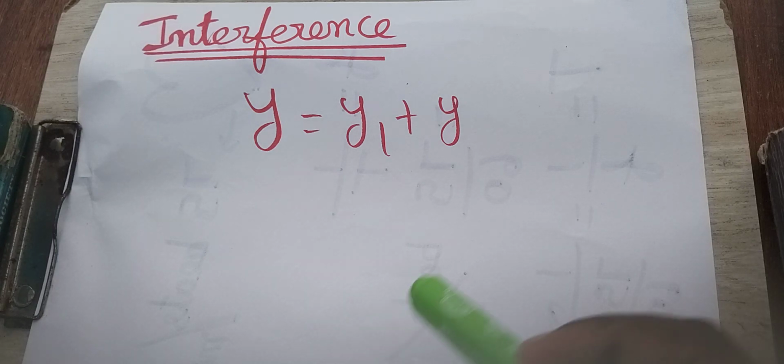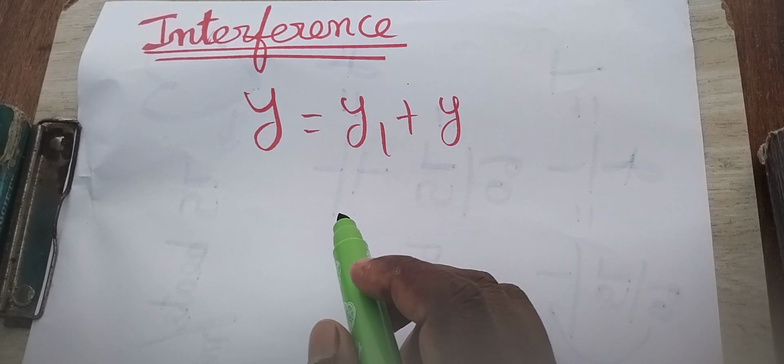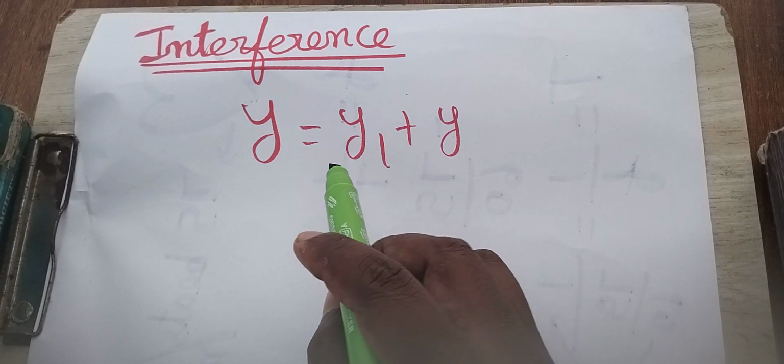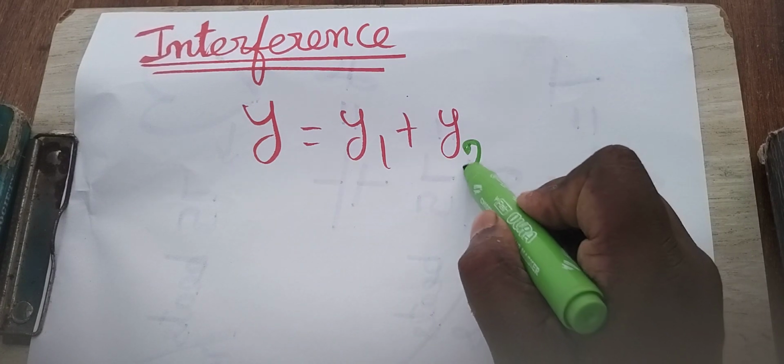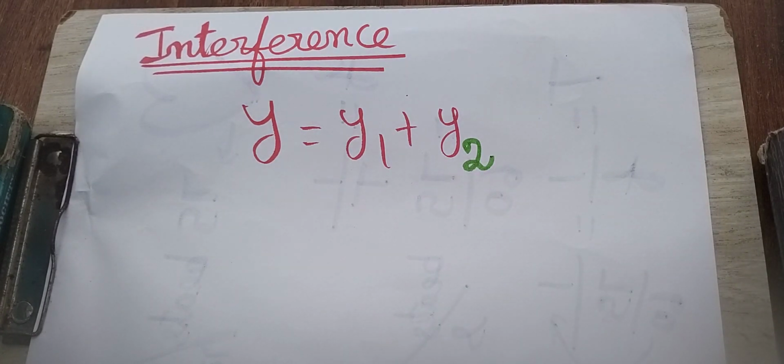Hello student, today we are going to learn what interference is. We are also going to learn the interference equation. Interference means the overlapping of two waves. So there is a y1 wave and a y2 wave, and the two waves overlap. It may be a sine wave or it may be a cos wave.